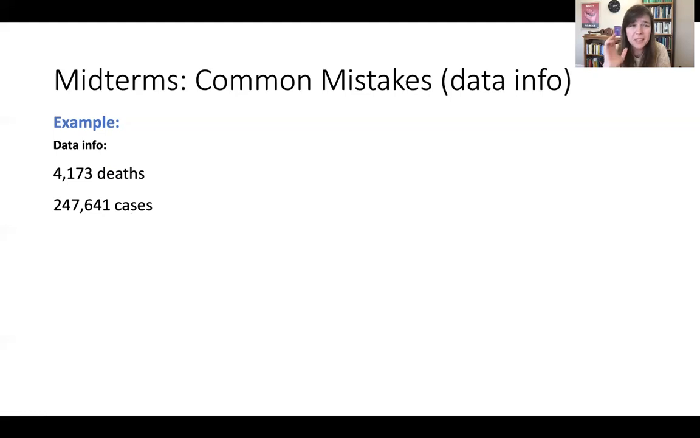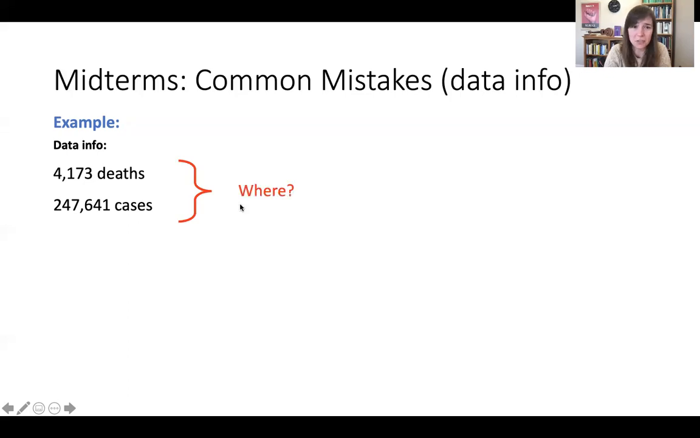This immediately looked strange to me. One, I'm recording this in March of 2021, and at that point there are over 500,000 deaths in the US due to COVID. So this claim that there are 4,173 deaths, what is this talking about?